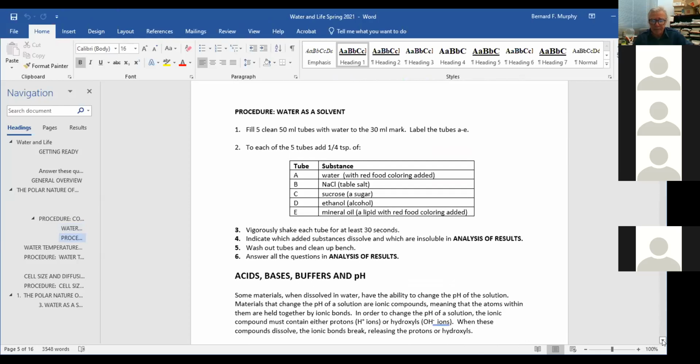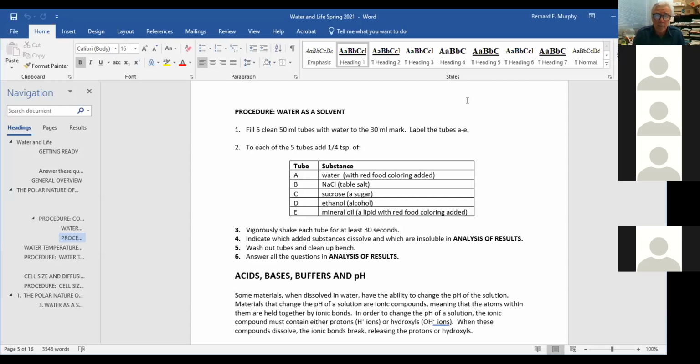And so what you would have done in lab is, you're given these 50 milliliter test tubes. You fill one with water, and then you take these substances, water with rich food coloring so you can see it. You add it to the water and see if it dissolves. Obviously, it's going to dissolve. Then you add salt and see if it dissolves. Sucrose, ethanol, and mineral oil. And you shake each one and see whether it dissolves. This is a way you can actually determine whether the substance that you have is polar or not.